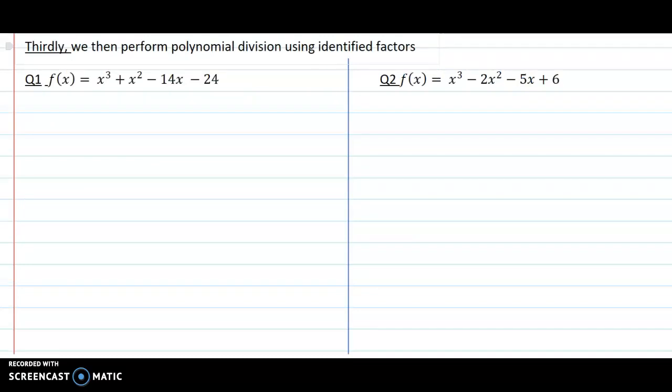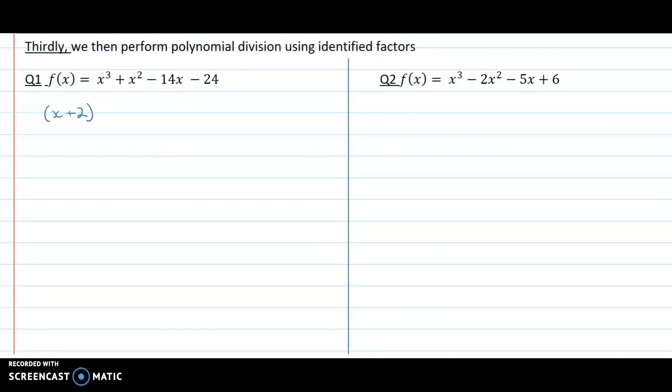The next thing we do is the actual polynomial division process. So I've identified for this first example that x plus 2 is going to be a factor of this cubic.